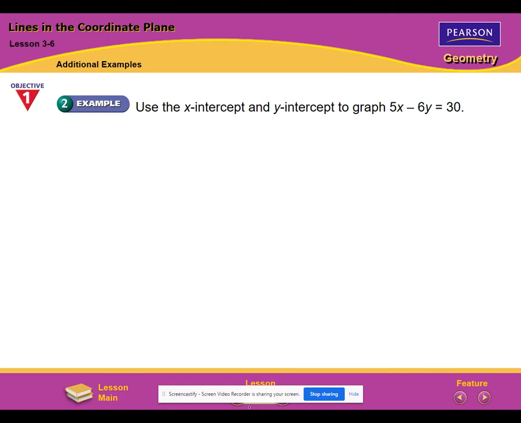This says use the x-intercept and y-intercept to graph 5x minus 6y equals 30. Now, the method yesterday on one of the examples was to switch it over to slope-intercept form. I want to discourage you from doing that. I'd rather you do it this way: find the x-intercept and find the y-intercept.